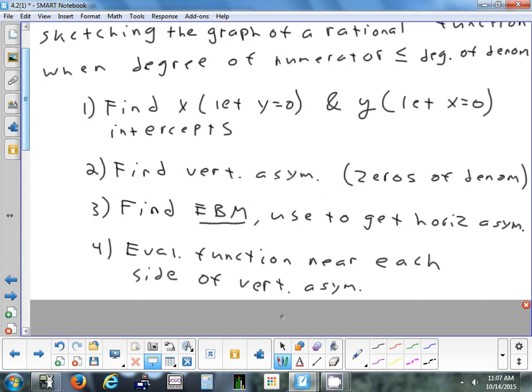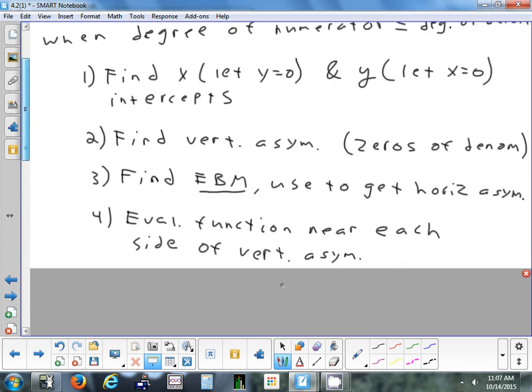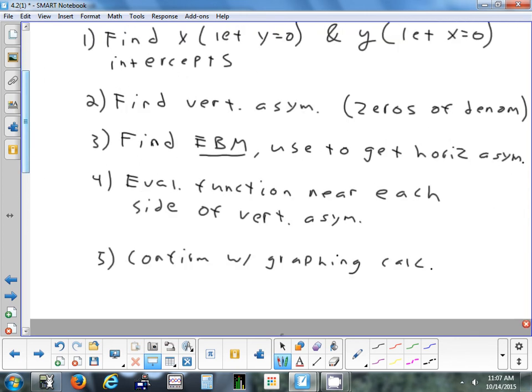Once we have the vertical asymptote, we're going to use the graphing calculator to evaluate our function on each side of the vertical asymptote. So what we'll do is, say you got a vertical asymptote at 2. We'll check what happens as we get very, very close to 2, like 1.99 and 2.001. We'll just check the behavior, and that'll help us make part of the graph. And the last thing we can do is just confirm with a graphing calculator.